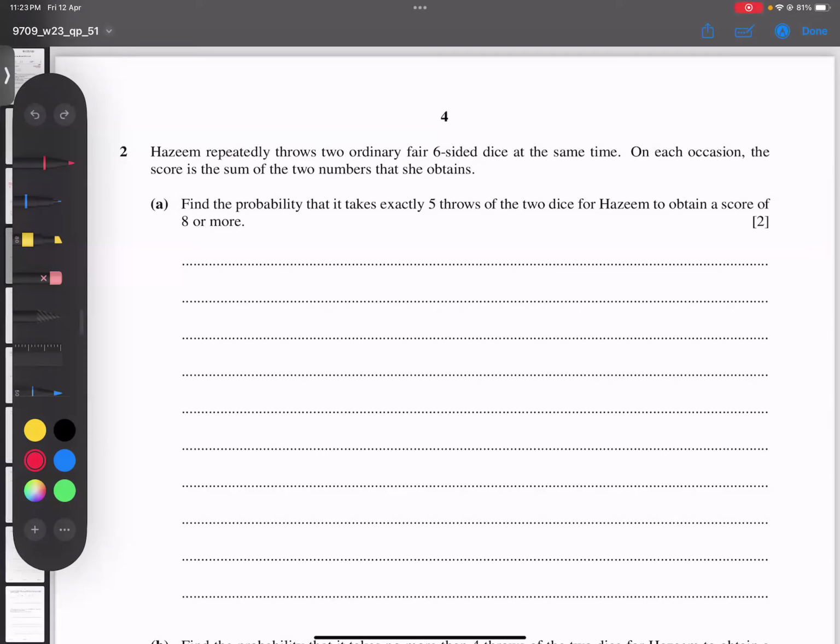Okay, and on each occasion the score is the sum of the two numbers she obtains. So let's start. I think it is better to make a table of this kind, which makes the question easier. So 1, 2, 3, 4, 5, 6, and here also 1, 2, 3, 4, 5, and 6. What is that? That's the sum of the two numbers.